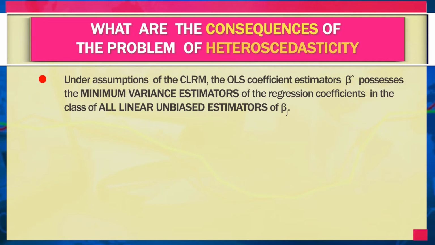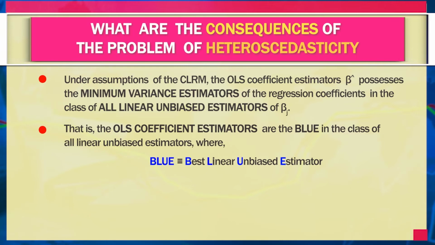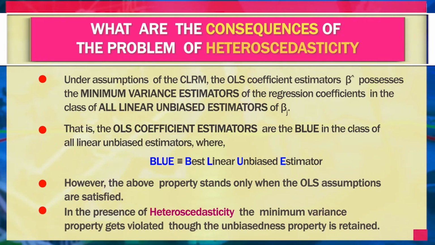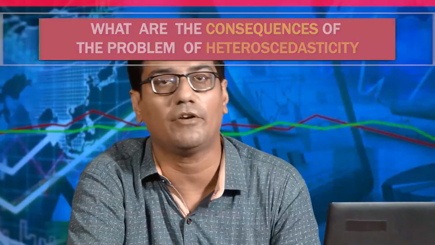As seen under the assumptions of CLRM, which stands for Classical Linear Regression Model, the OLS, or ordinary least squares, coefficient estimator beta hat, the slope coefficient, possesses the minimum variance property, which is referred to as the BLUE property. So these OLS coefficients are BLUE in the sense that they are the best linear unbiased estimator, best in the sense that it has the minimum variance. But in the presence of heteroscedasticity, this minimum variance property will be violated, and the variance will be inflated. So in the presence of heteroscedasticity, the minimum variance property gets violated, and that will be reflected in the unbiasedness property and also in the variance property.